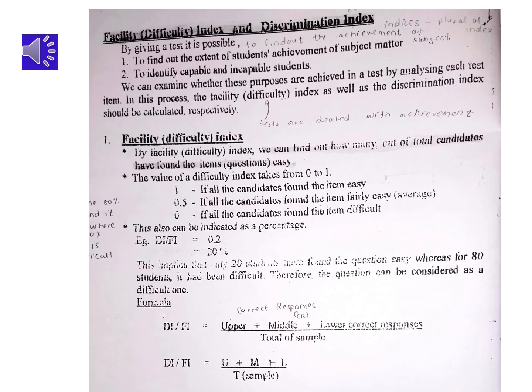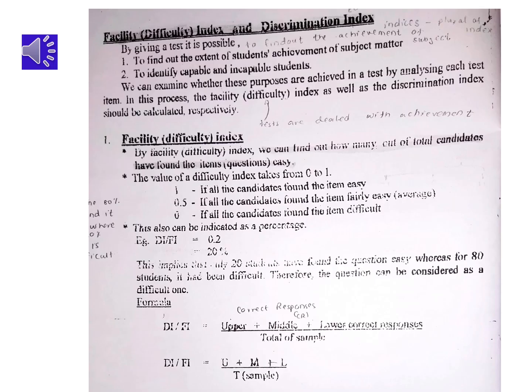This implies that only 20 students, or 20% of students, have found the question easy, whereas 80% of students have found the question difficult. If there are 100 students, now earlier one as a percentage. Now as human beings or the students, 20 students have found the question easy, and out of 100, 80 students have found the question difficult. So the question can be considered as a difficult question.